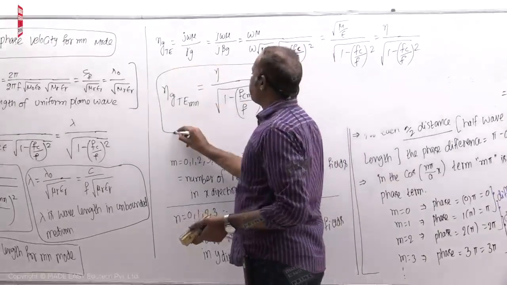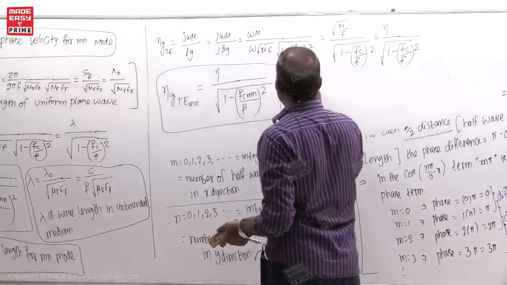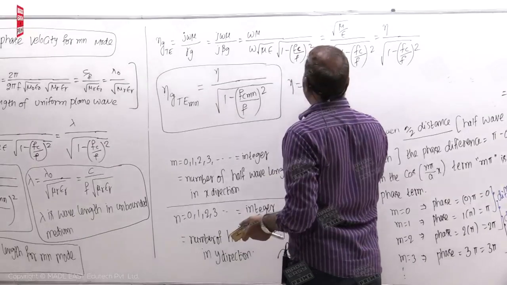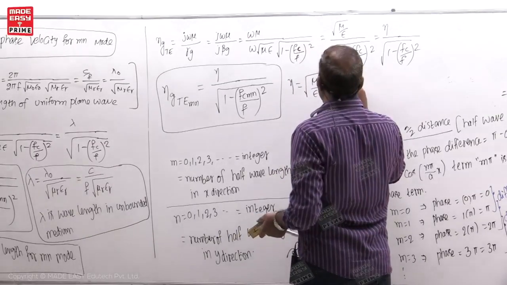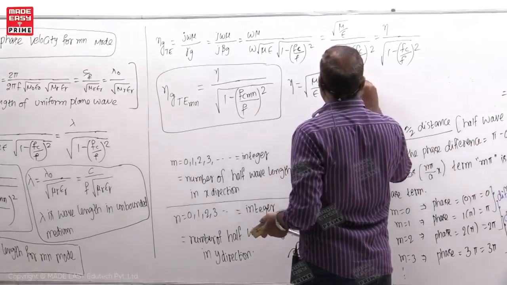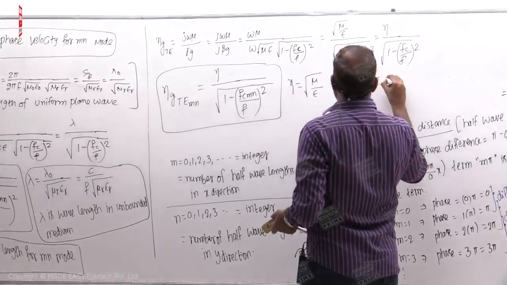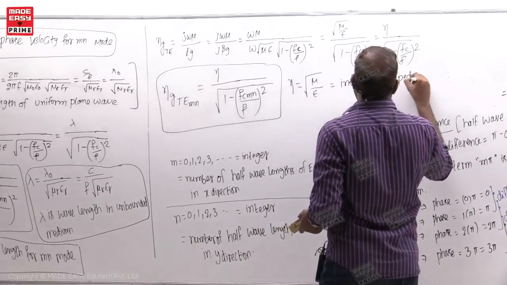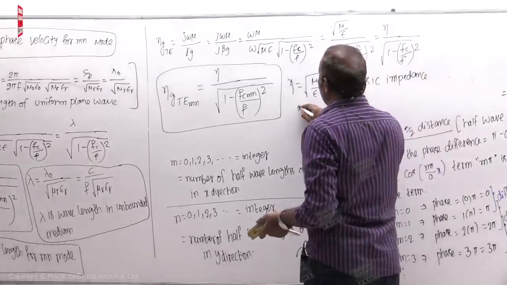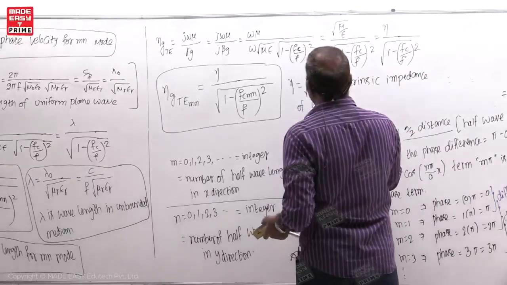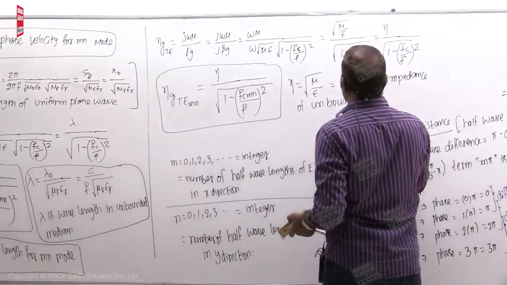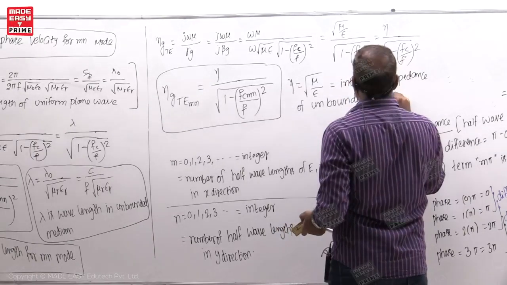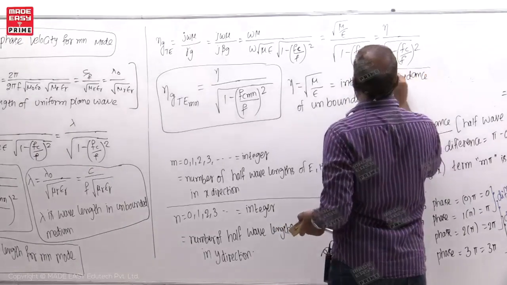So this eta is equal to root mu by epsilon. This is impedance, or otherwise the intrinsic impedance of unbounded medium.